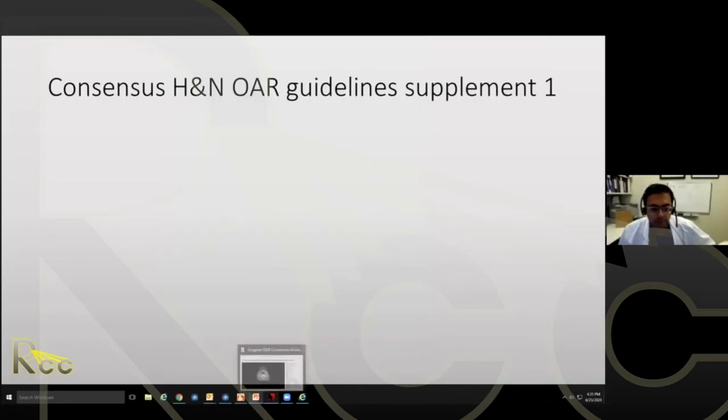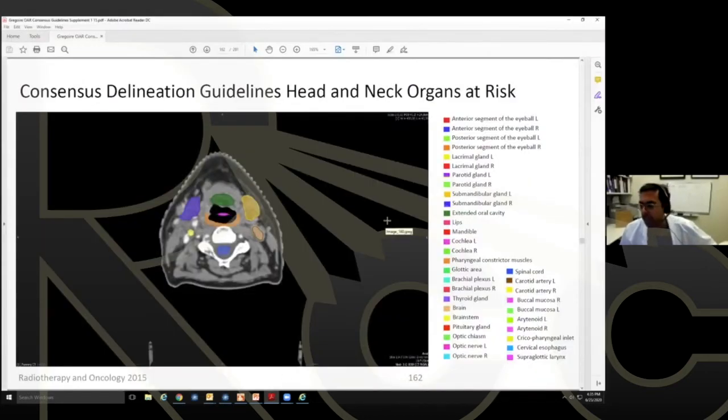All right, so now let me pull up the supplement. Can you see the supplement? Yep. Okay. So first, let's start with the pharyngeal constrictor muscles.